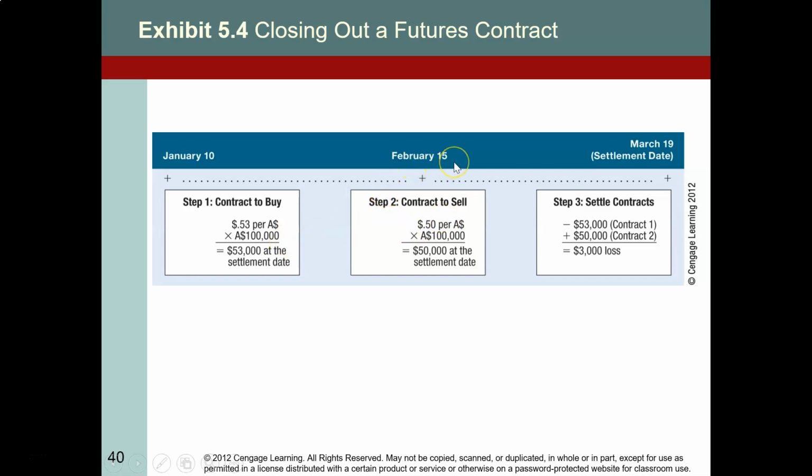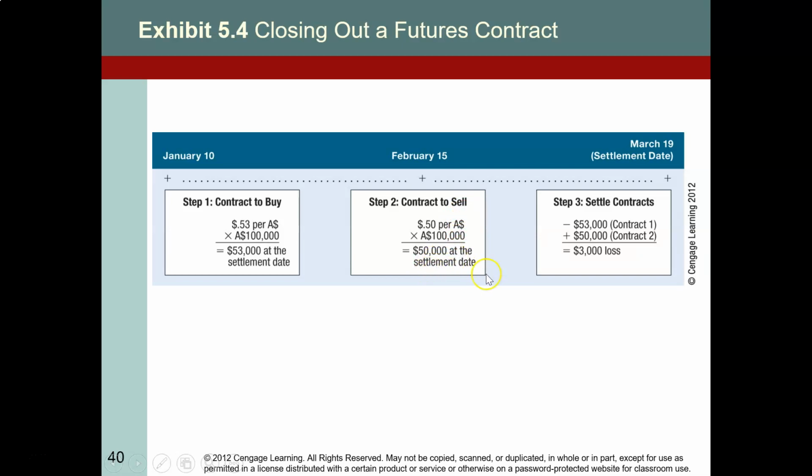On February 15th, before the settlement date, March 19th, the owner of the contract could sell a similar or opposite contract. Okay, so on February 15th, the same person can sell at the rate of $0.50 per Australian dollar for 100,000 units of Australian dollars.